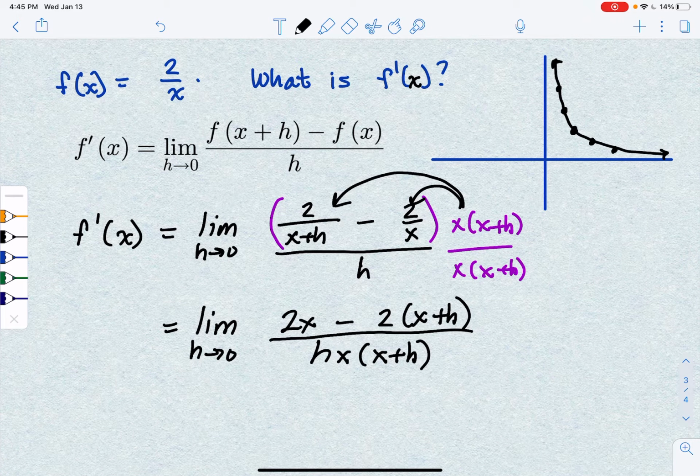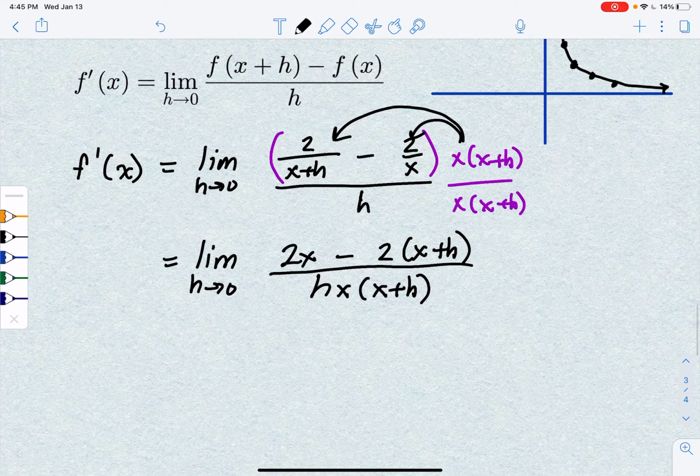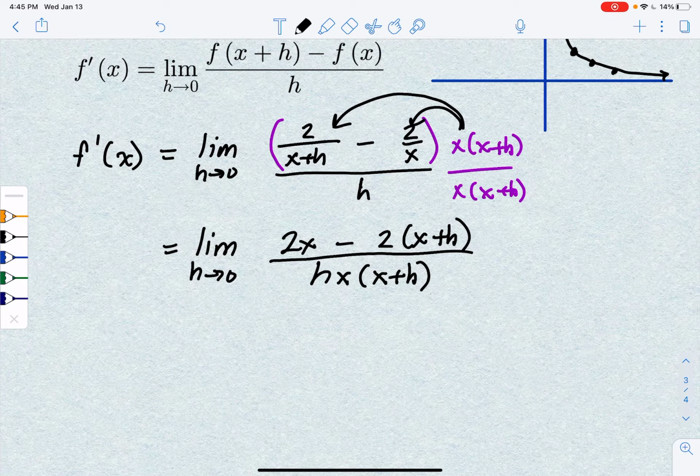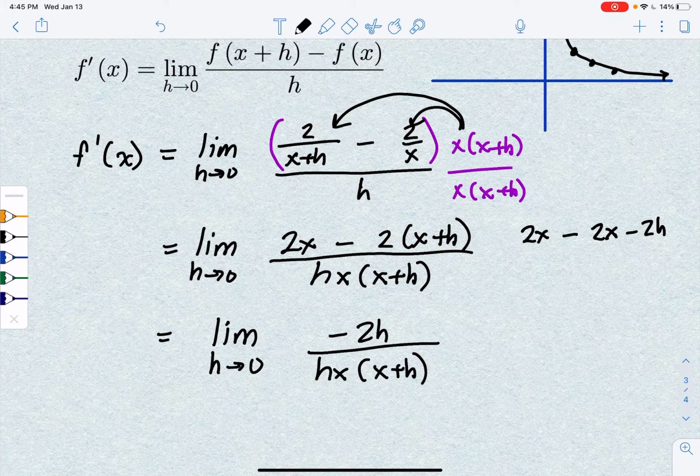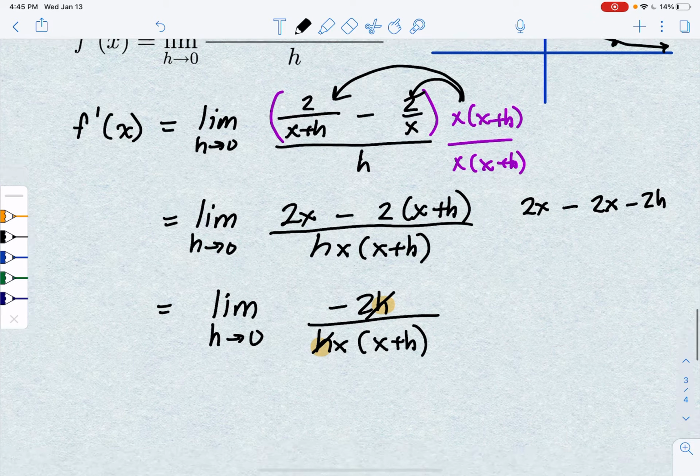And we can't cross anything out yet because the numerator is not completely factored, nor is it completely simplified. So we're going to go the complete simplification route. And just off to the side here, I'm going to write this as 2x minus 2x minus 2h. So that means the numerator simplifies to, whoops, got to write the limit down, negative 2h over hx times x plus h. And at this point, notice we have a common factor of h. So that goes away.